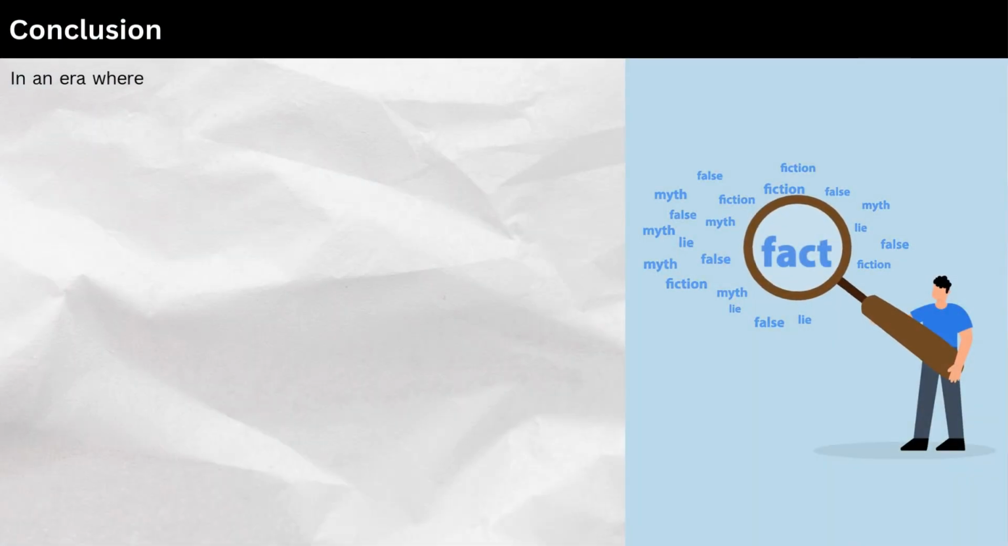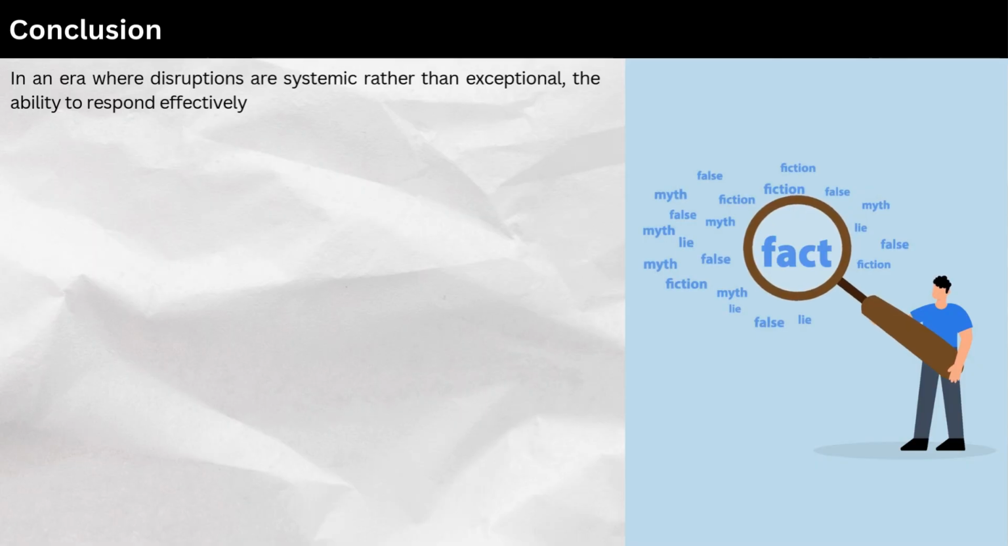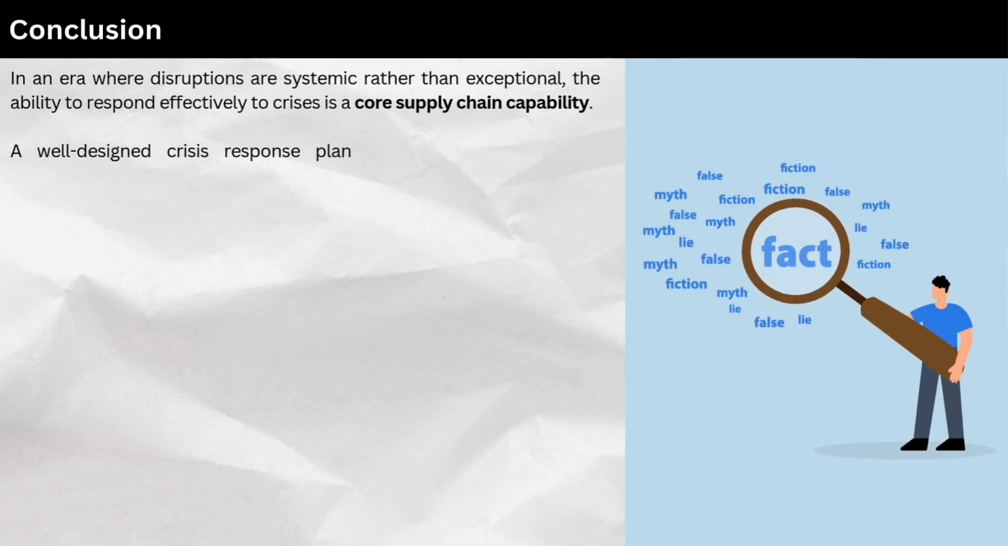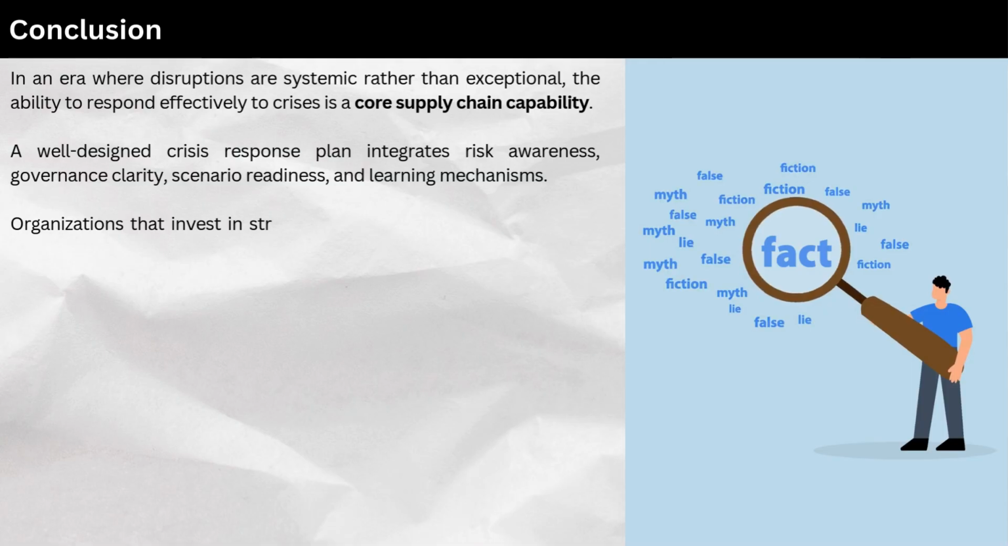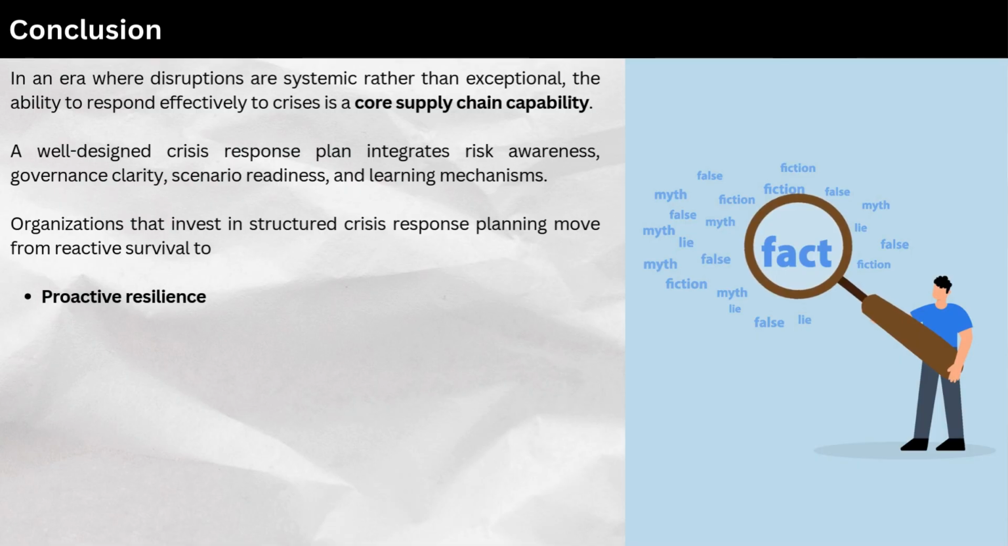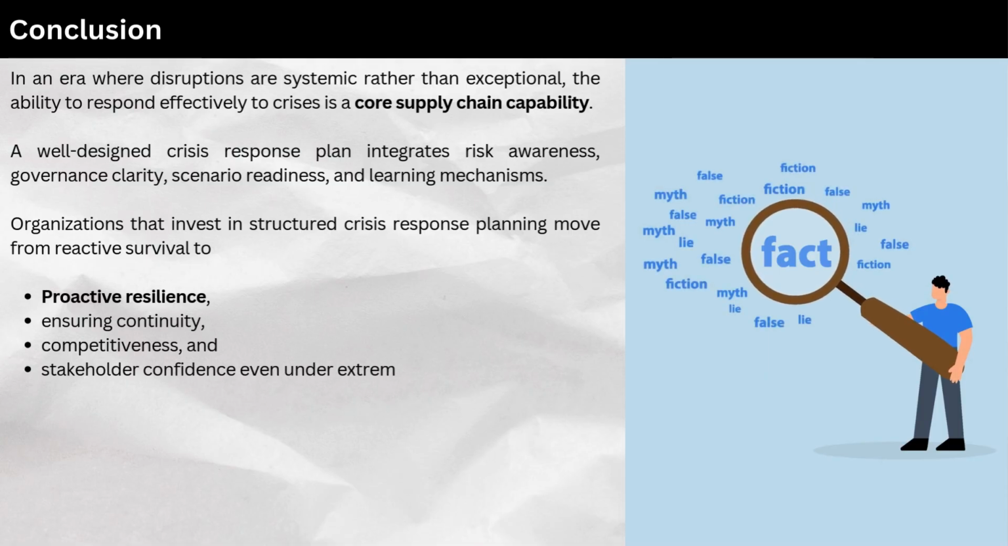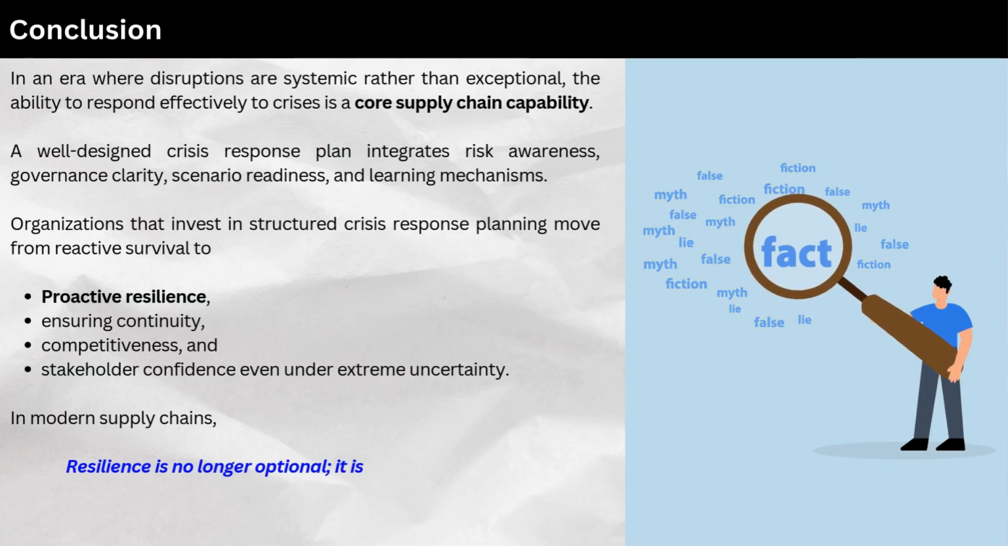Conclusion. In an era where disruptions are systemic rather than exceptional, the ability to respond effectively to crises is a core supply chain capability. A well-designed crisis response plan integrates risk awareness, governance clarity, scenario readiness, and learning mechanisms. Organizations that invest in structured crisis response planning move from reactive survival to proactive resilience, ensuring continuity, competitiveness, and stakeholder confidence even under extreme uncertainty. In modern supply chains, resilience is no longer optional. It is a strategic necessity.